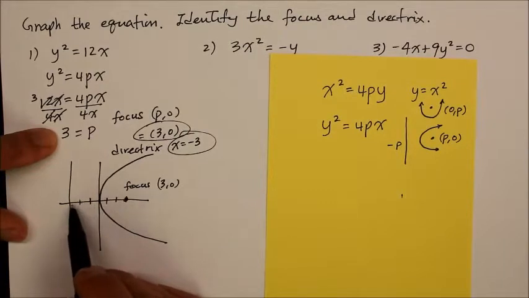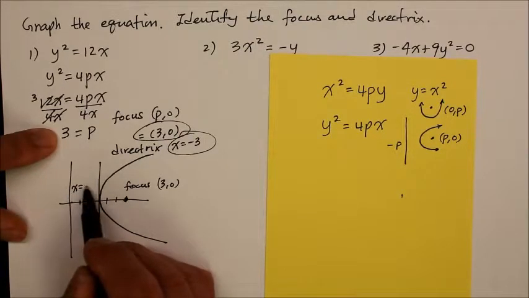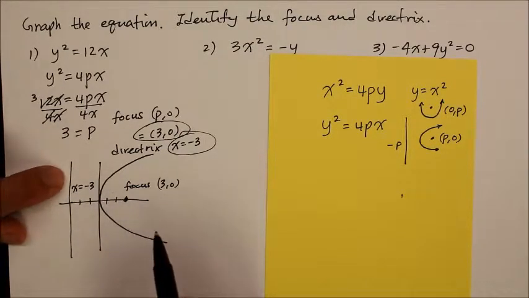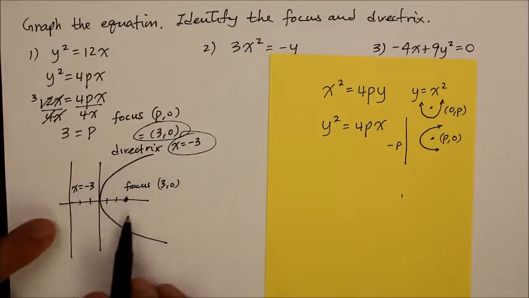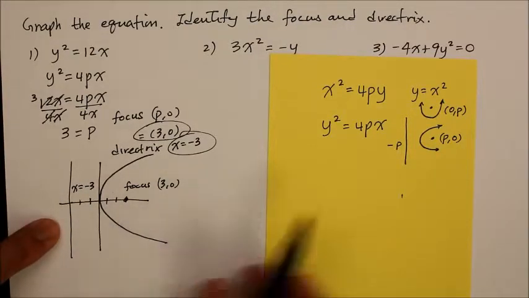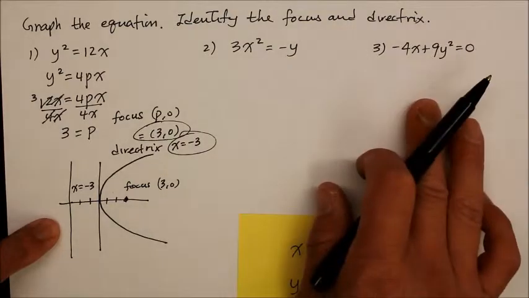And -1, 2, 3. So x is equal to -3. And that's the directrix. That's the focus. And that's how you graph it. Why don't you just try numbers 2 and 3 if you can?